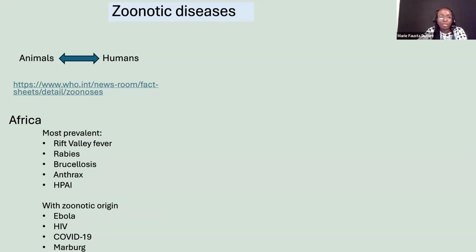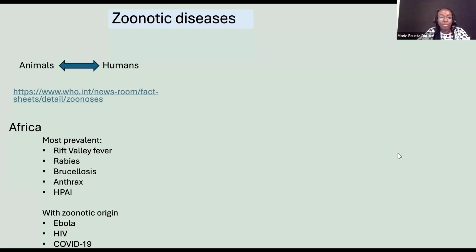The most prevalent ones are Rift Valley fever, rabies, as Sela said from her introduction. We have brucellosis, we have anthrax, and Dr. Njunga will talk about anthrax. And also have highly pathogenic avian influenza. We also have diseases which are not zoonotic per se, but they come from a zoonotic origin, like Ebola, HIV, COVID-19, and Marburg, and others. I'm sure you have heard one or two stories about this in Africa.